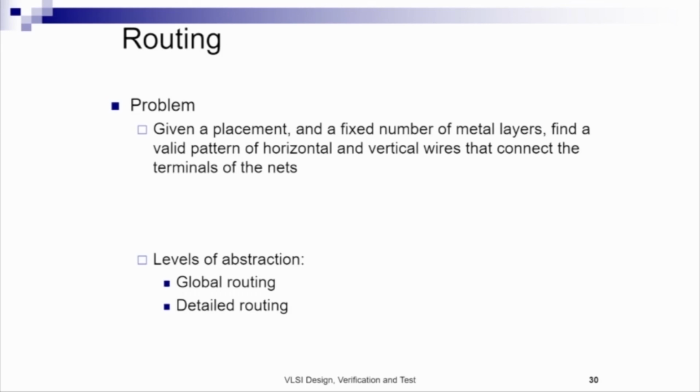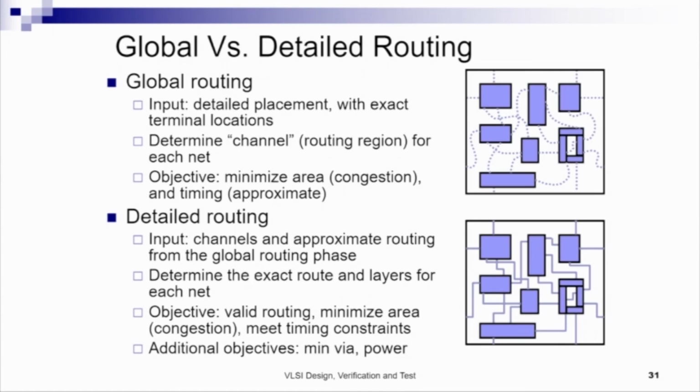And what are the objectives? We may want to minimize the routing area. We may want to minimize the area required for routing, so that the total area of the chip finally will be minimized. Now, routing is abstracted at two different levels. One is the global routing, the other is detailed routing. So, what is global routing? In the global routing, the input is the detailed placement after the floor planning and placement phase with exact terminal locations known. So, we know the exact terminal locations of the blocks.